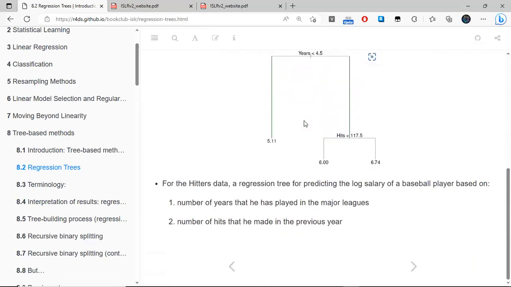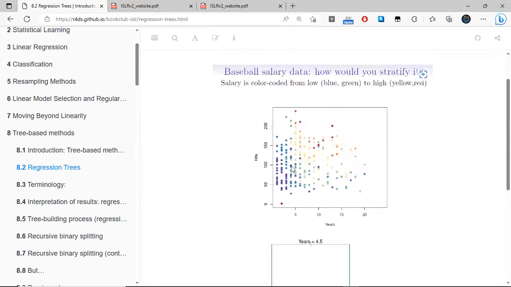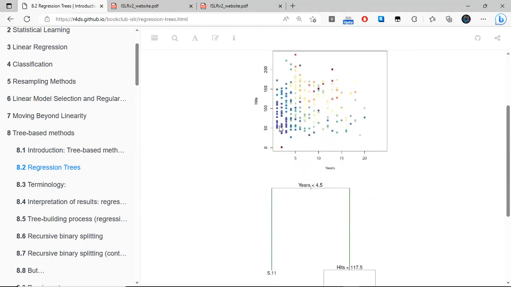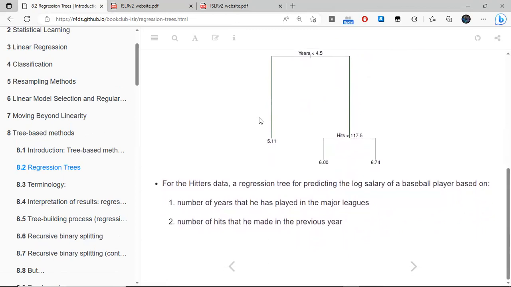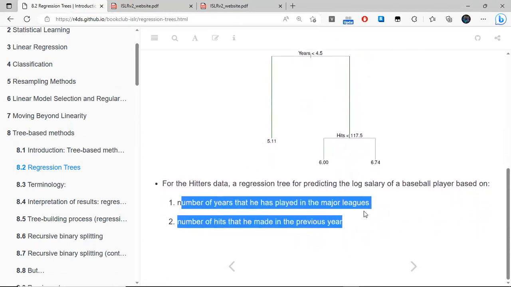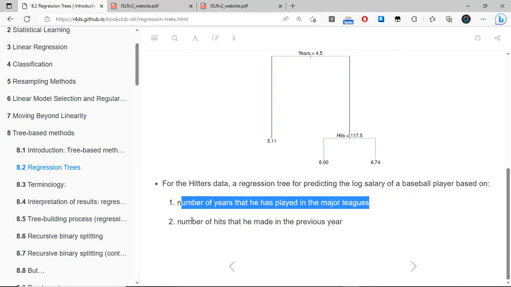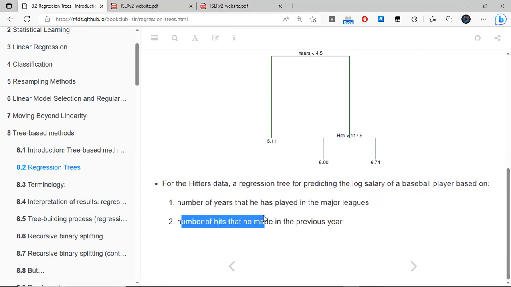So in this case, there's going to be a segmentation of this space. It has this rectangle over here. Well, it really is the whole plane, R2, but in particular, it's only this part that corresponds to our data for years and hits. Over here is simply the description of our predictors: the number of years that the player has played in the major leagues and the number of hits made in the previous year.